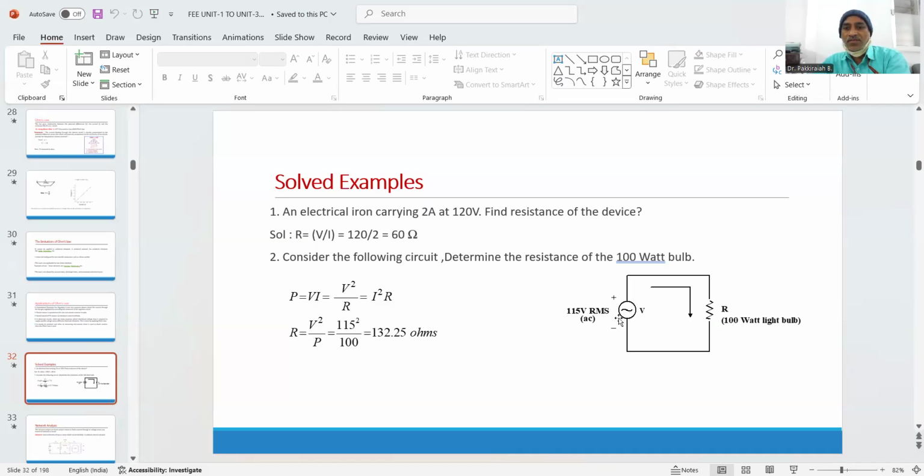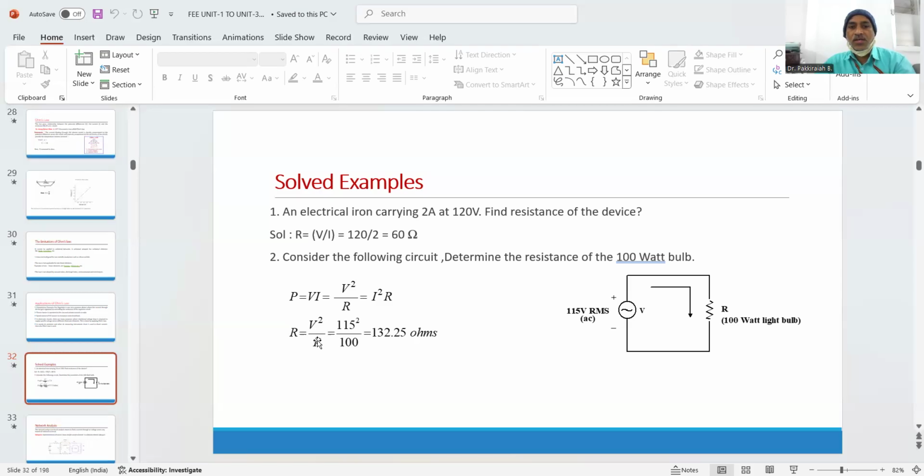A small circuit has been given where the RMS supply voltage is 115 volts, and the power is about 100 watts. So, it is about a 100 watt bulb. So a resistive load is connected to the 115 volt supply. So P equal to either V into I, or I square into R, or V square by R. R you can calculate from any of these expressions.